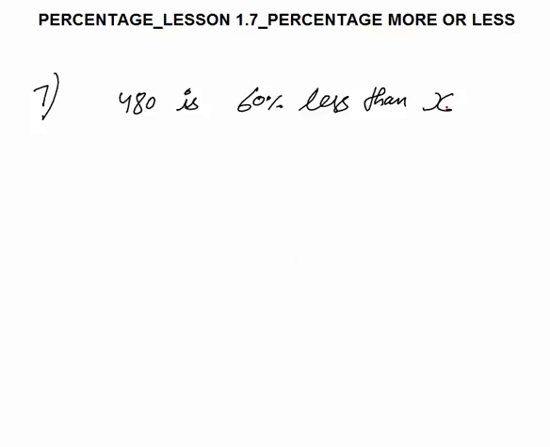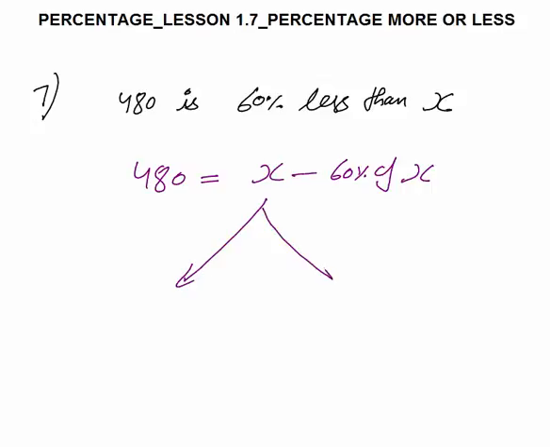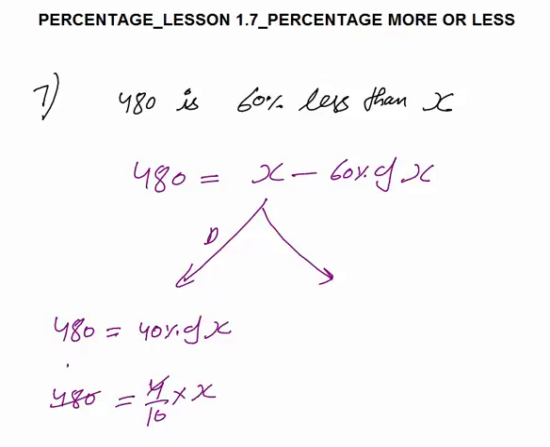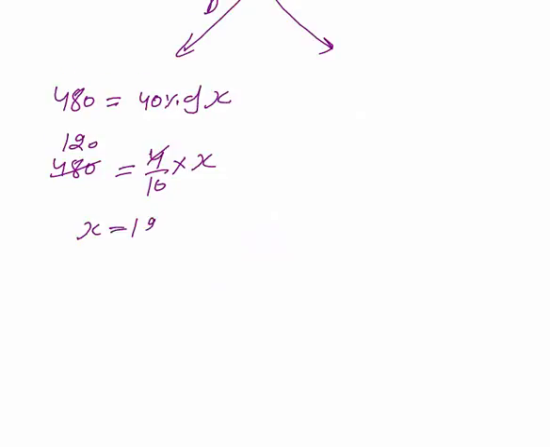Now question 7, try to solve yourself. 480 is 60% less than x. So can I say that 480 is equal to x minus 60% of x. Again, two ways, decimal or fraction. Decimal way, 480. X is what? X is 100% of x. So 100% of x minus 60% of x, you will be left with 40% of x. 40% is equal to 40/100 or 4/10. This is 480. Now this is 120. So x would be how much? 1200. This is the decimal way to calculate.